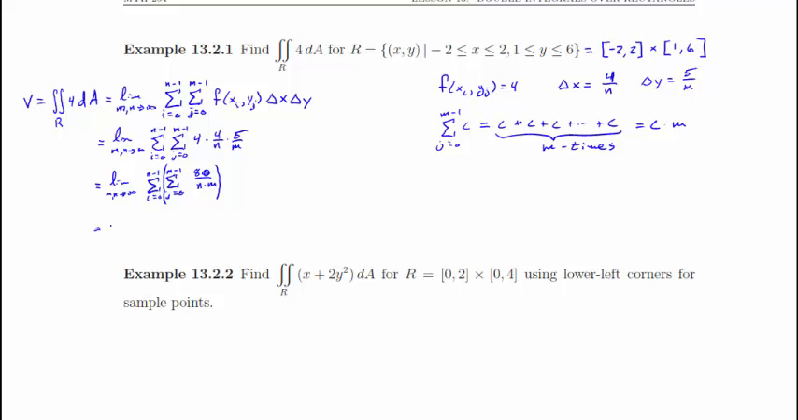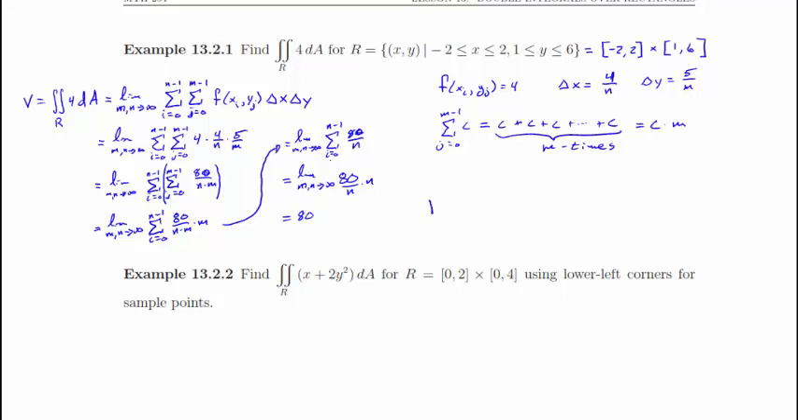So this equals the limit as m comma n goes to infinity of the sum from i equals 0 to n minus 1 of 80 over n times m. These m's will cancel. And then when we take the sum, this equals the limit as m comma n go to infinity of the sum from i equals 0 to n minus 1 of 80 over n. And if I add 80 over n to itself n times, then we're just going to get 80. And now we have no variable left. The limit of a constant is just itself. So we get 80.